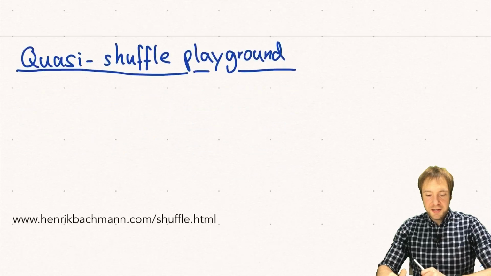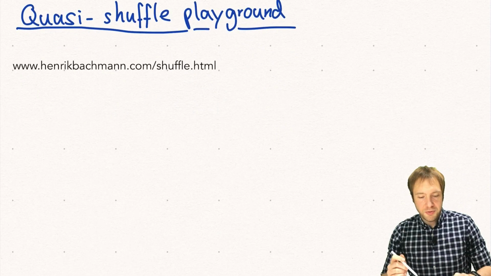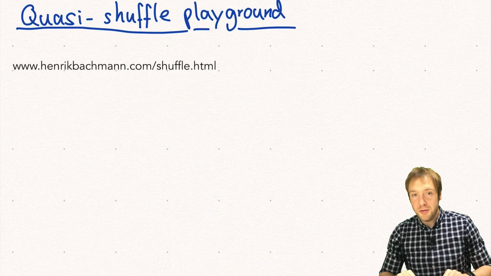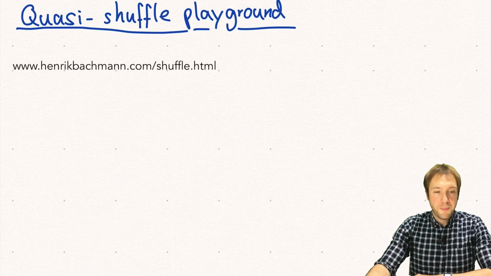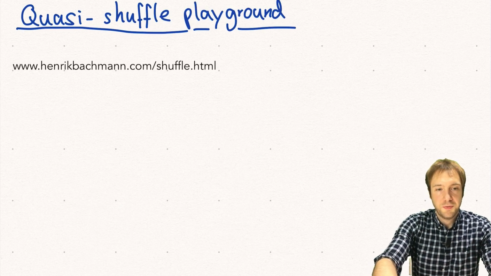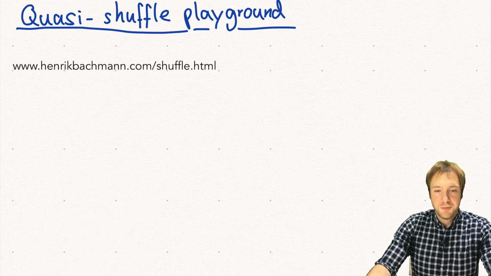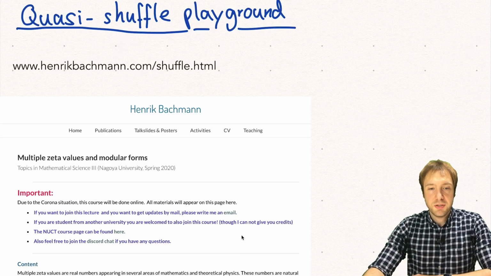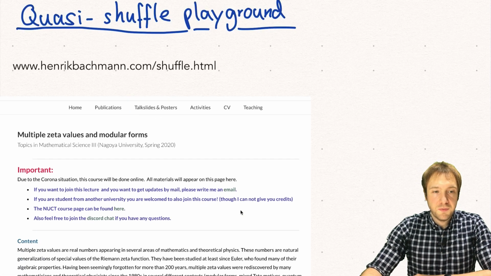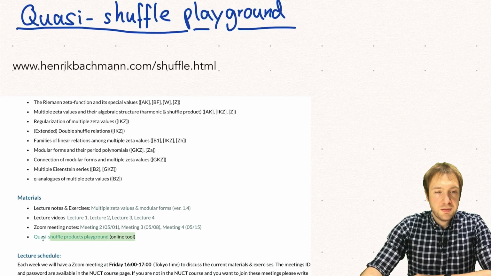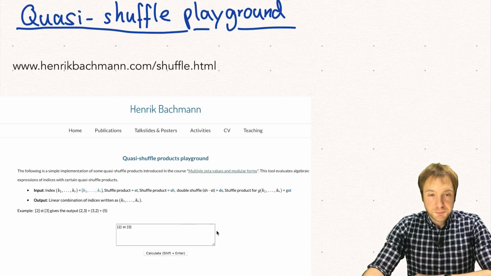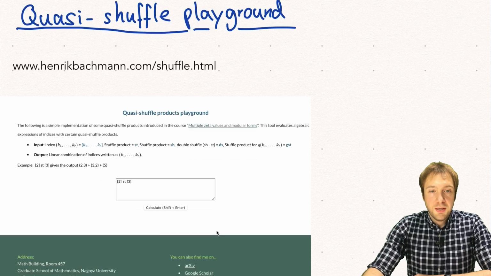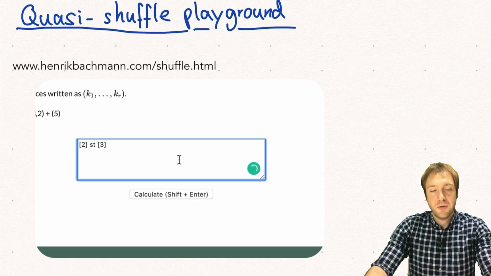Okay, and now in the end, I want to introduce you to a toy which you can use to calculate these shuffle and stuffle products. If you go on my homepage, this is the page of the course, and under materials you can see the quasi-shuffle products playground. If you click there, you get the following. And here you can calculate the stuffle product.